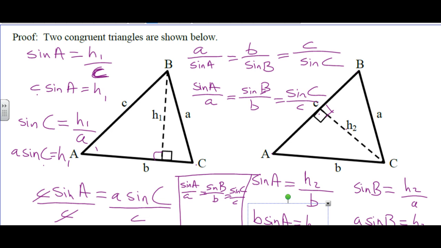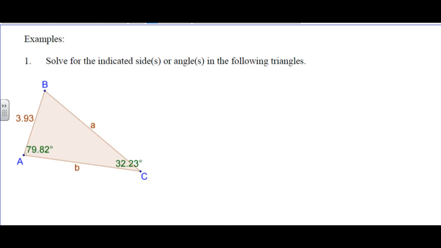And all it really says is that the ratio of the length of a side to the sine of the angle opposite that is the same for all three sides and angles in a triangle. Or the ratio of the sine of an angle divided by the length of the side opposite it is the same for all three sides and angles in the triangle. And that allows us to solve some problems. So here's how it works, right?